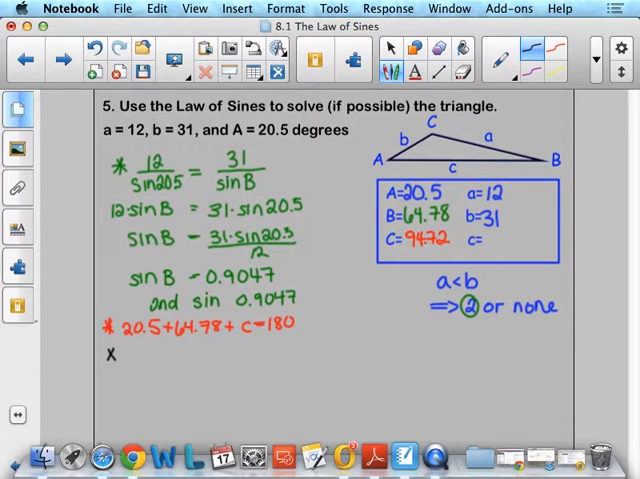Okay, now we can find side c. So we want c. So we have c over sine of 94.72. And we have a and A, so it doesn't matter which one you choose. Okay, go ahead and cross multiply. You should get c is 34.14. Okay, so this right here is triangle number 1.